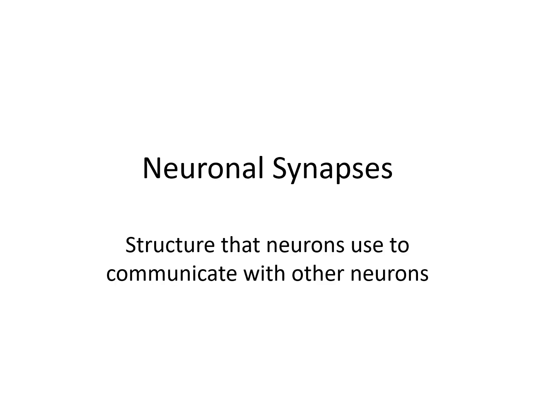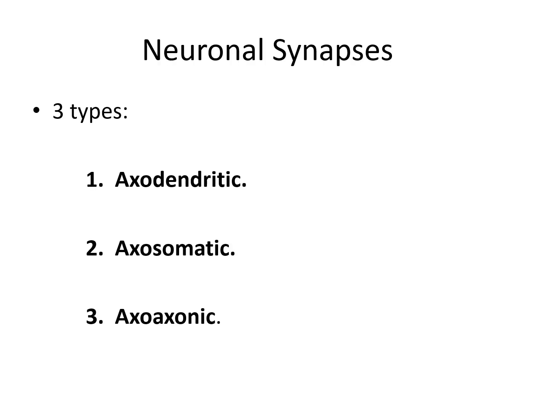So let's begin at the basics. A neuronal synapse. What is it? Well, it's a structure that neurons use to communicate with other neurons. It doesn't have to be another neuron. It could be a muscle cell. It could be an endocrine cell. So it doesn't have to be a neuron.